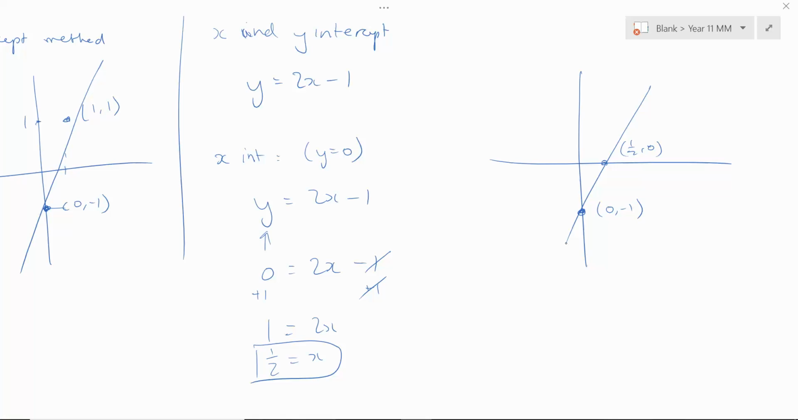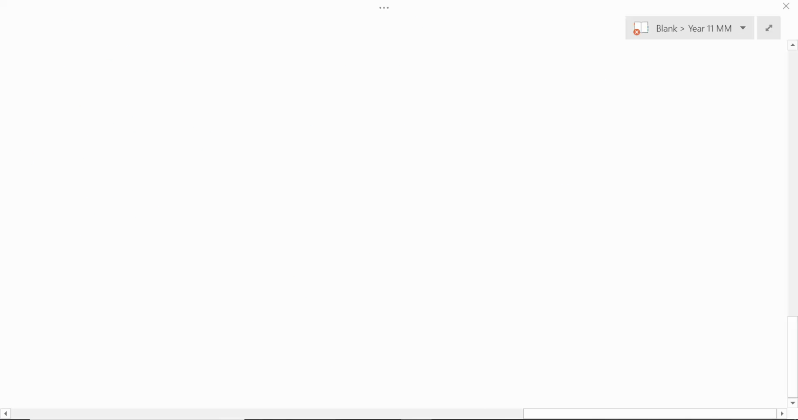X-intercept, y-intercept, you're simply using it to sketch. No matter how crazy the equation looks, even if I gave you 3x plus 2y equals 7 and told you to sketch that, you don't have to rearrange it to make it y equals mx plus c. You don't have to. If you were to sketch it, you only need 2 points: x-intercept, y-intercept. That's all you need. 2 points to sketch a straight line. And that's what 2D was about.